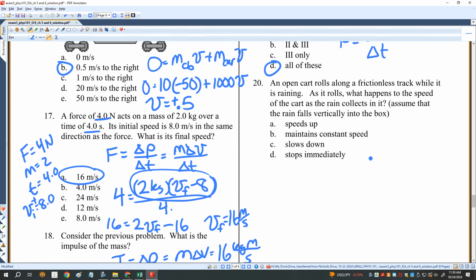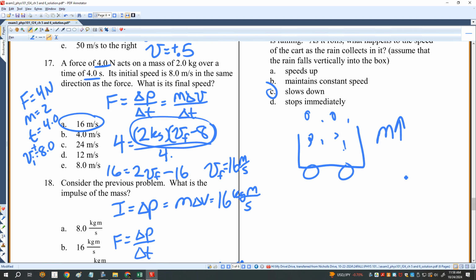An open cart rolls along a frictionless track while it's raining. As it rolls, what happens to the speed? Again, this is straight from the concept test. As this thing rolls along and rain falls into it, the mass goes up. Now momentum remains the same. So momentum is constant. There are no outside forces acting on it. So since momentum is equal to m times v, if this goes up, that must go down. So C is the right answer.